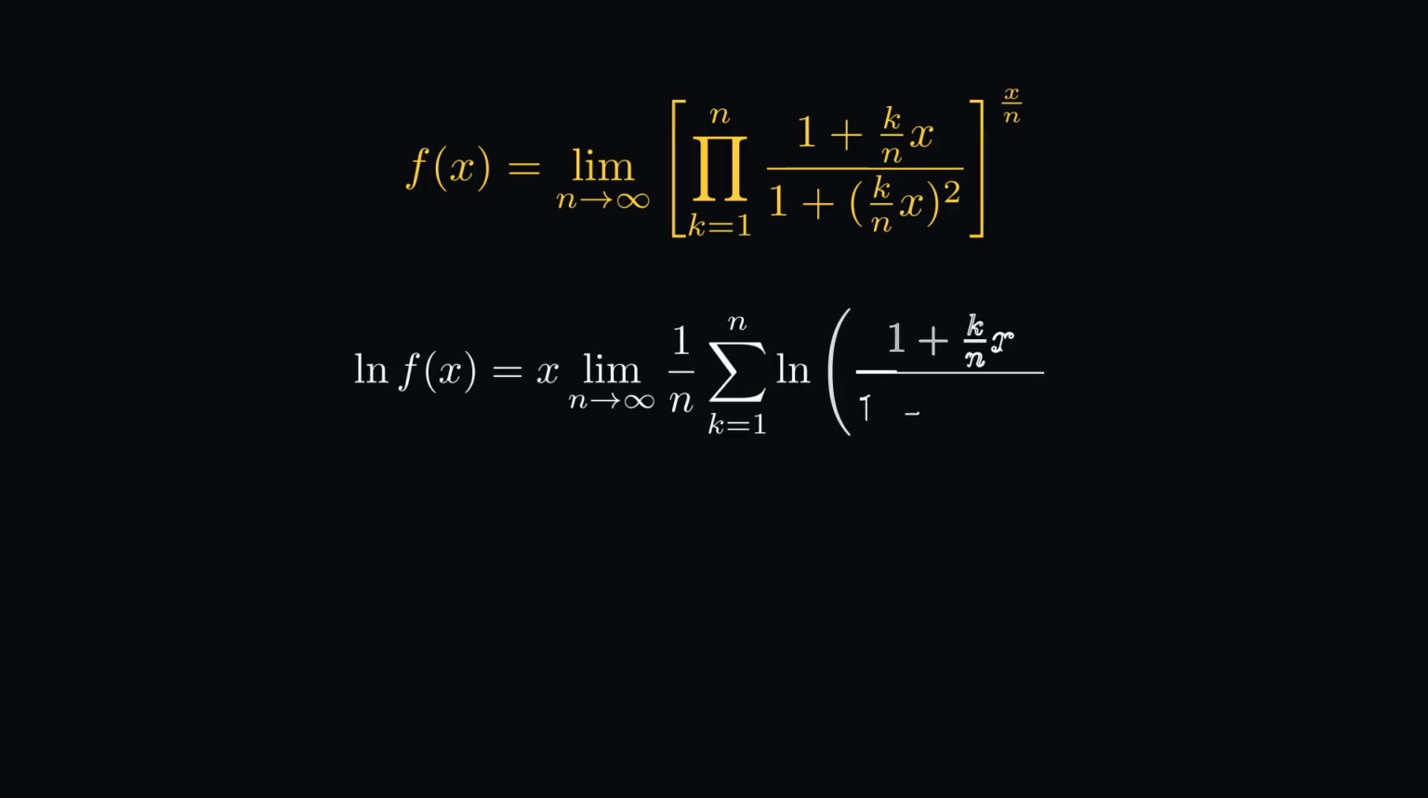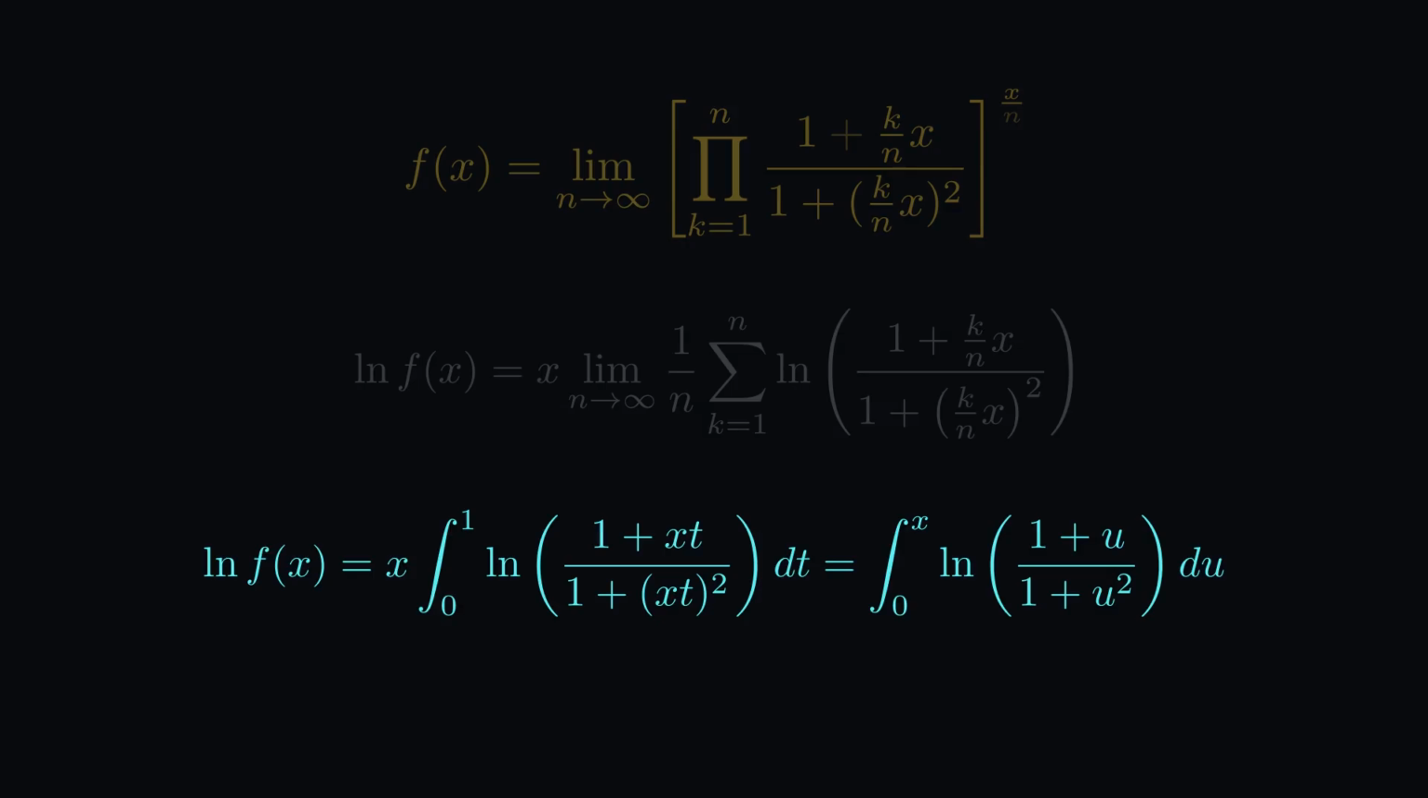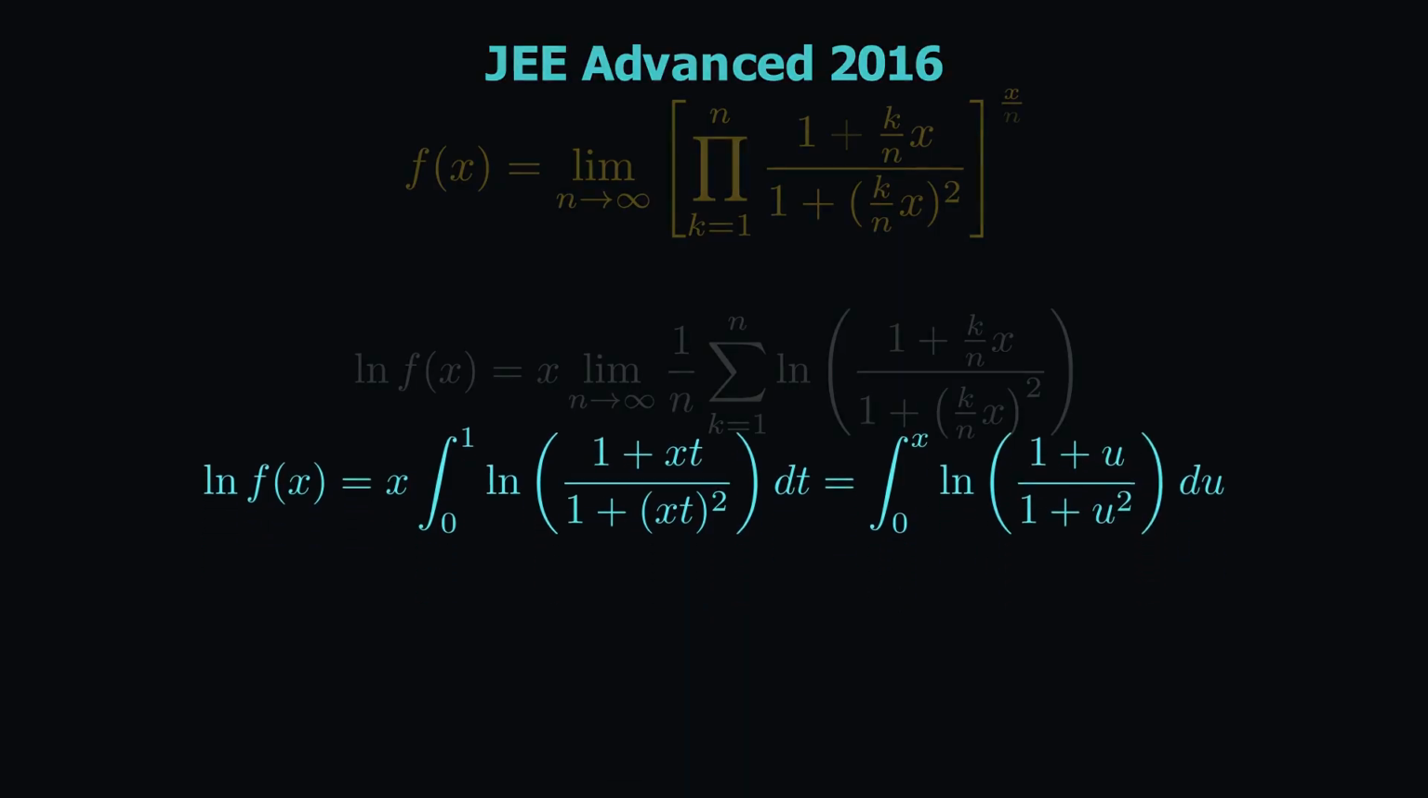Taking the natural logarithm brings down our variable exponent, converting the infinite product into an infinite sum. Using the standard Riemann limit, 1 over n becomes dt and k over n becomes t. A quick substitution of u equals xt gives us our final definite integral.